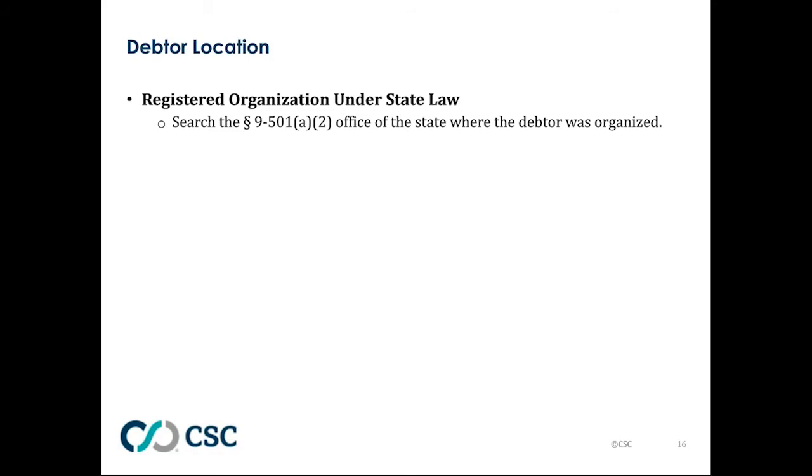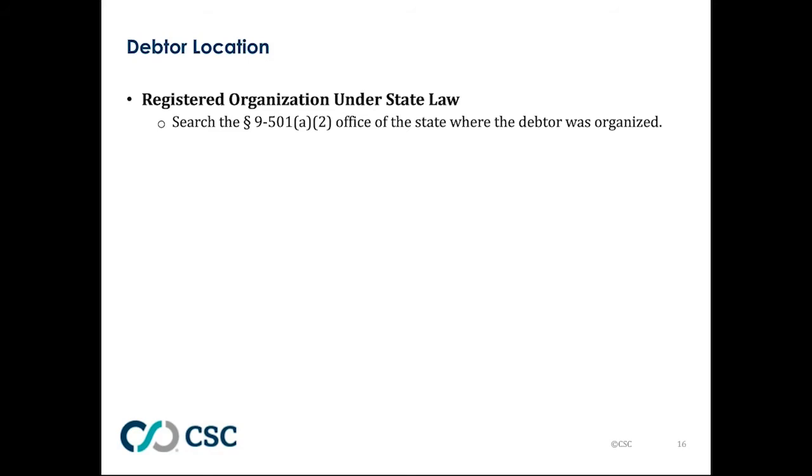So, for a registered organization looking for things like equipment and inventory and accounts, the place to search would be the 9-501(a)(2) office of the state where the debtor is located. That's typically going to be the Central Filing Office, Secretary of State, Department of Licensing, Department of Financial Institutions. It varies from state to state, but in most cases it's the Secretary of State.